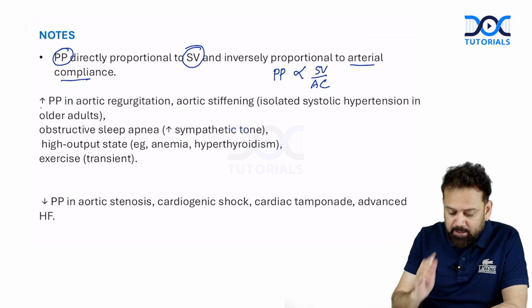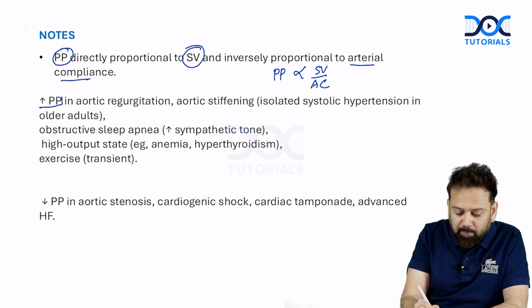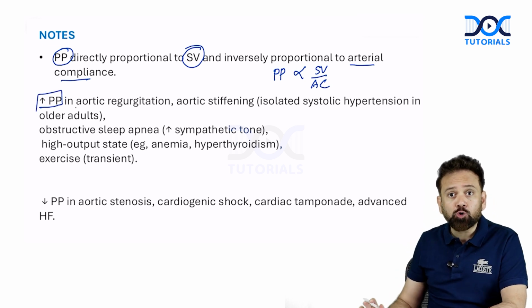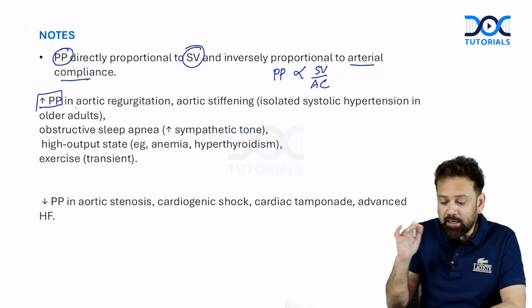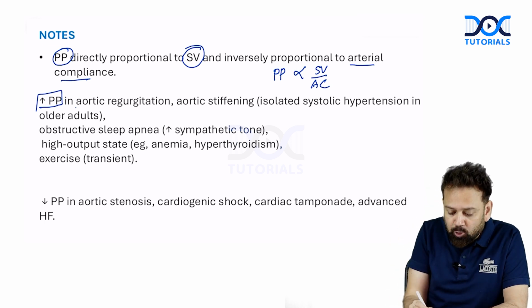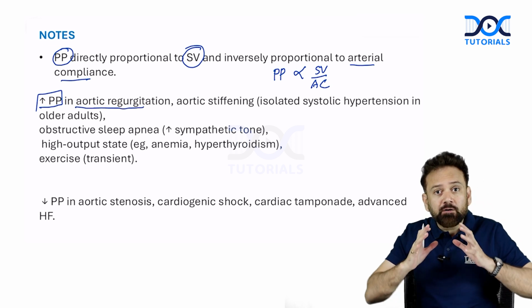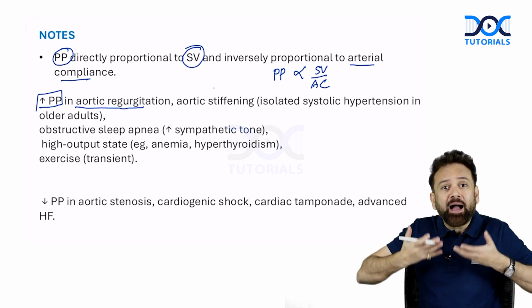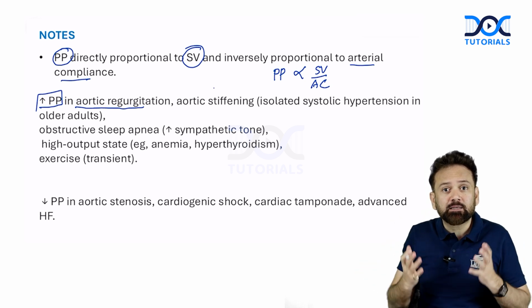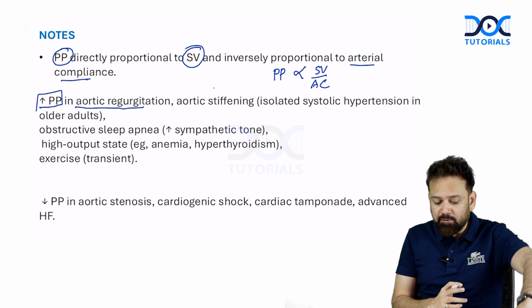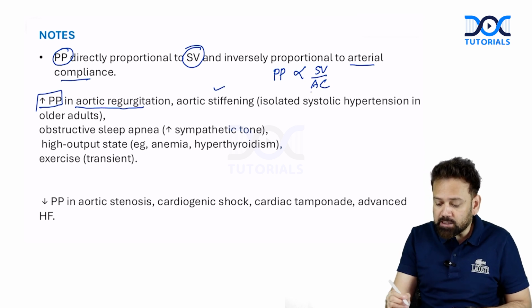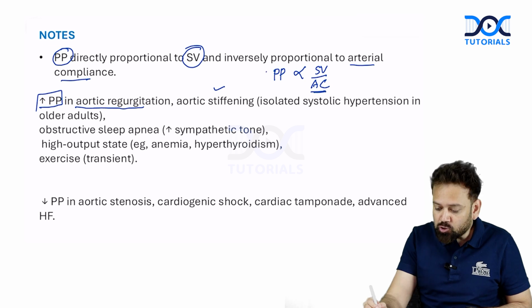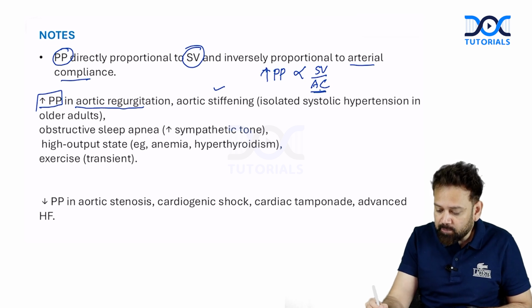Okay. For example, they can ask you increase in the pulse pressure. So in all those conditions, either they have increased stroke volume or they have less aortic compliance, like aortic regurgitation. If aortic regurgitation is there, blood will go back in the ventricle, stroke volume will increase and diastolic volume will increase. So they will increase pulse pressure. Aortic stiffening. Why? Because aortic stiffening is decreasing the compliance. So this will again increase the pulse pressure.